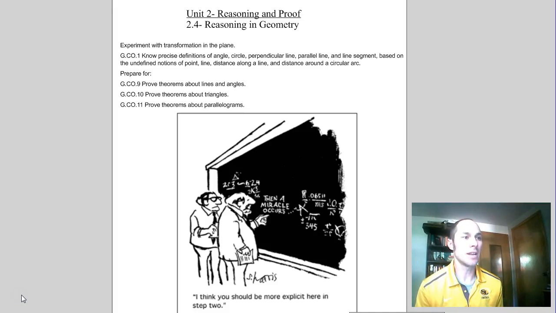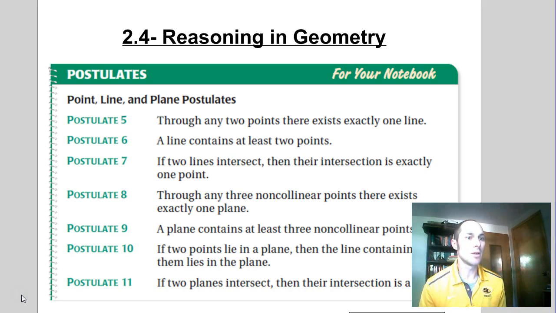Welcome back to our final lesson in our unit on reasoning and proof, as we look at some of the reasoning that is specific to geometry, as we look to justify and prove some of the theorems that are out there in geometry. So we'll get through some of the basics, kind of review some of the things we've talked about with points, lines, and planes, which is where we'll start off first here.